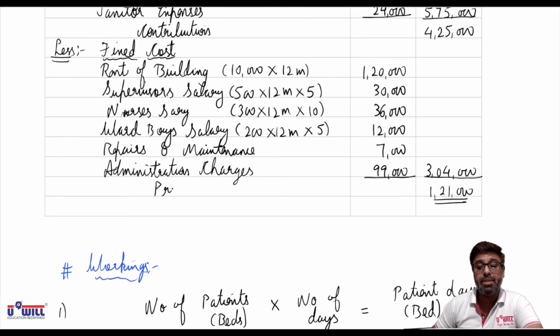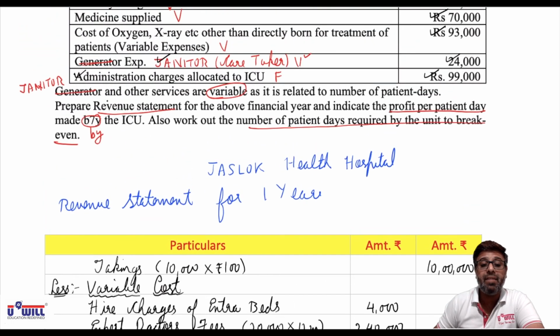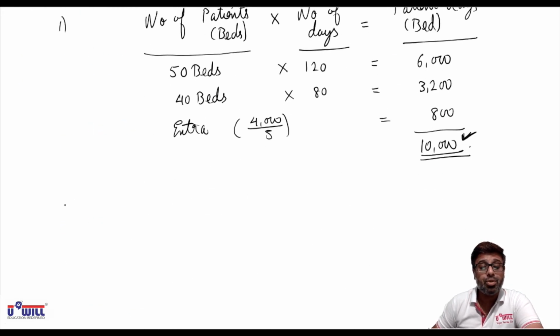So this statement is done. Revenue statement, the first answer asked: prepare a revenue statement for the above financial year. We have done that. Now what else is asked? Find the profit per patient made by the ICU. So how will we find the profit per patient made by the ICU?